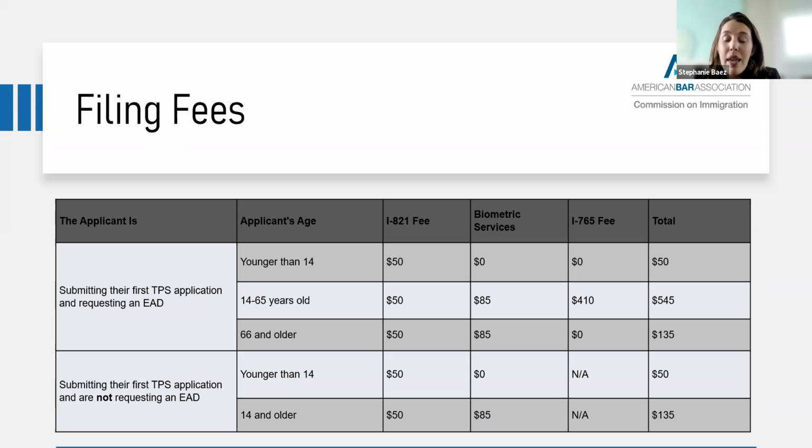And then the employment authorization, that's the I-765. That's really the big expense. $410 for people who are between 14 and 65 years old. So the total cost for someone who's between 14 and 65 is $545. So it's not an insignificant cost, but again, if your client can afford to pay it, it can help their application move faster. And you'll see that it's free for someone who's younger than 14 or older than 66 to apply for employment authorization. So that's another reason why it's recommended that they go ahead and do it, even if they don't plan to work, because there's no fee associated with it, so they can get that Social Security number without paying the fee.